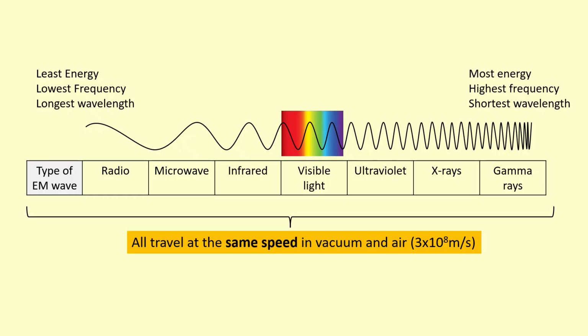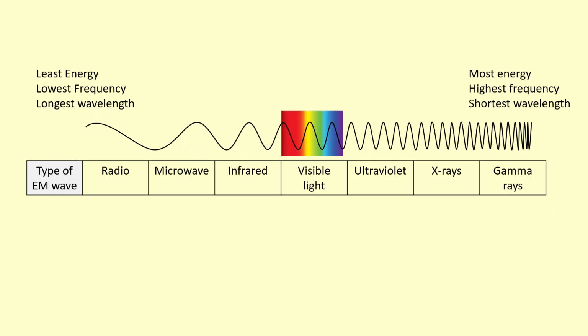These all have something in common: they all travel at the same speed in vacuum, which means empty space, and air. They all travel at 300 million meters per second, which is the fastest thing in the universe. So this is a lot to remember, and we need to get the order correct.